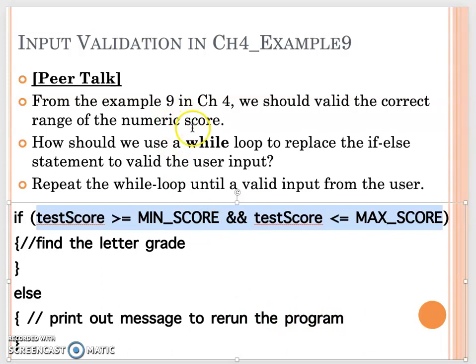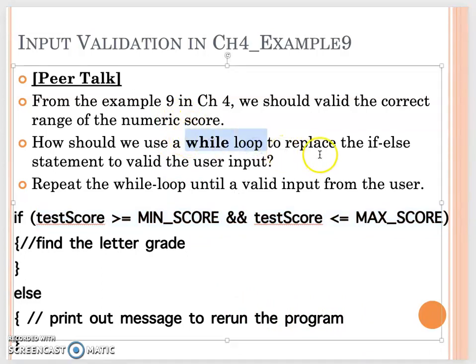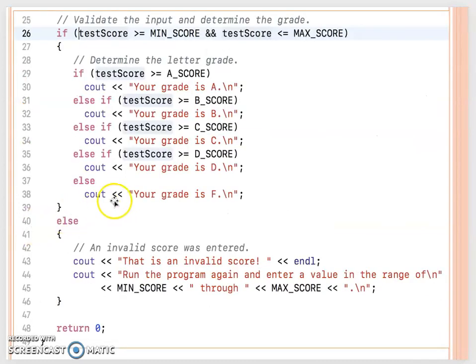But now since we understand the while loop, can we replace the if-else statement so we can validate the user input? Then we repeat the while loop until we get a valid input from the user. Here you will see this one is our original code. Also under the video, I give you the link for this chapter 4 example 9. Before, we only had the if statement, right? If that's true, I do this. Else, I just print the error message.